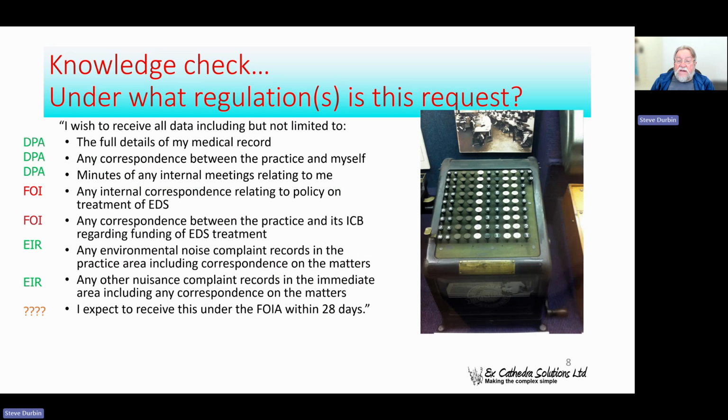And at the end it says, I expect procedures under FOI within 28 days. Well, you're going to receive the FOI within 20 working days, which may be 28 days. It depends on when it was received. Okay, and the others you're going to receive under the EIR and 20 working days, but under the Data Protection Act GDPR, it's 1 calendar month.